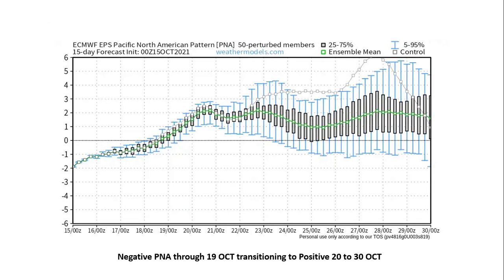If we look at the European EPS PNA, 50 perturbed members, showing the difference between the control and the ensemble mean, we're heading towards positive territory. Most of the models are indicating this. Beyond the 24th of October there's a much larger spread, of course, the further out in time you get between the control and the ensemble mean. But regardless, they're both in the positive phase for the PNA.